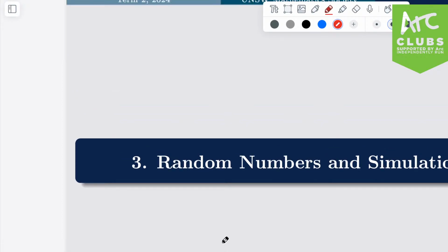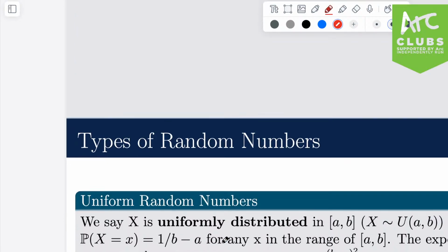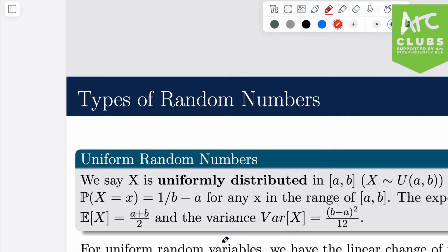So after talking about the curse of dimensionality, obviously we want to find ways to simulate random numbers so that we do not suffer from the curse of dimensionality. And this comes in the topic of random numbers and simulation. So just two quick revisions on the types of random numbers. Usually we want uniform random numbers and normal random numbers.